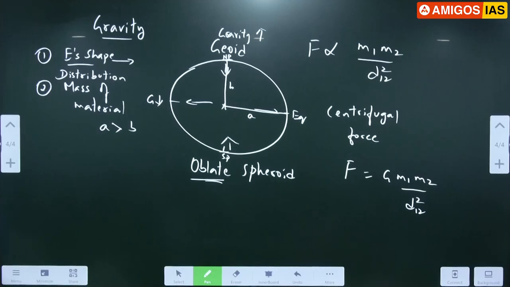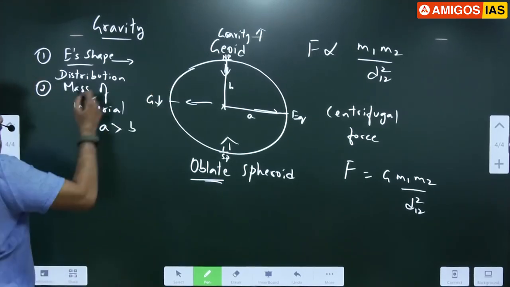So gravity of the earth varies based on two aspects. One, the shape. Second, the distribution of matter, because matter is not uniformly distributed. Please write both the points and this diagram. Done? Okay.